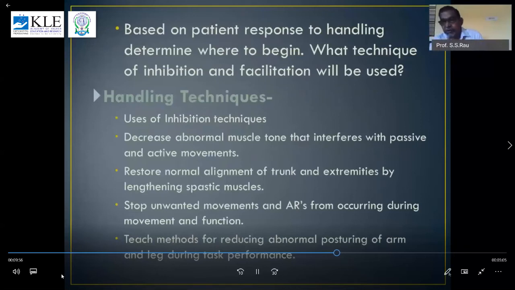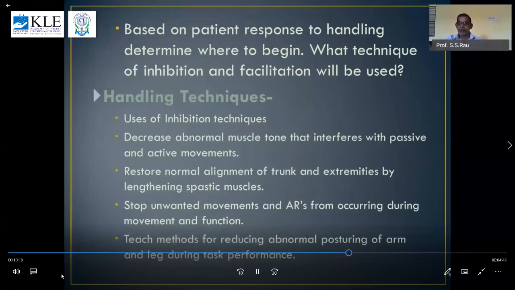Now, this is based on patient response to handling. Determine where to begin. What technique of inhibition and facilitation will be used. Now, handling, like I told you, is an important component of the Bobath concept. Use inhibition techniques to decrease abnormal muscle tone, which you find is interfering with passive and active movements.